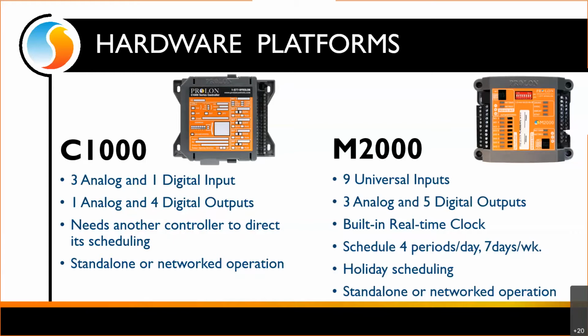Each output has its own hand-off-auto switch, so we are able to override the outputs. This device also has a built-in time clock with scheduling. So differently from the C1000, where it needs an external device for scheduling, the M2000 is fully able to follow its own schedule with a yearly calendar for holidays as well.